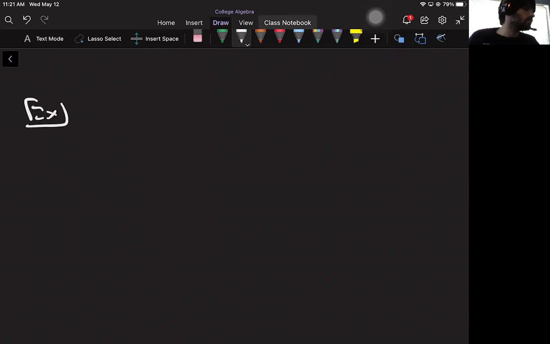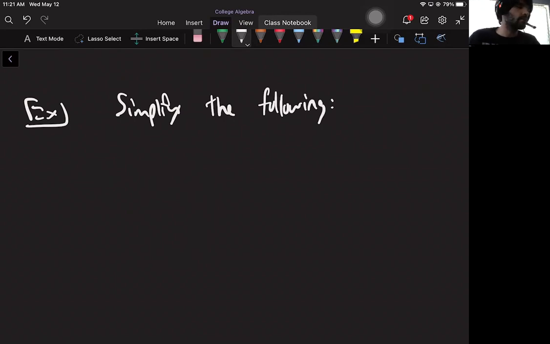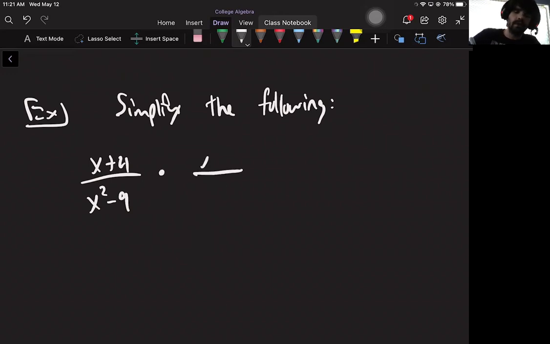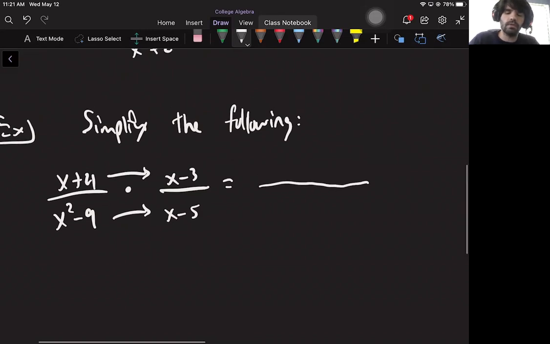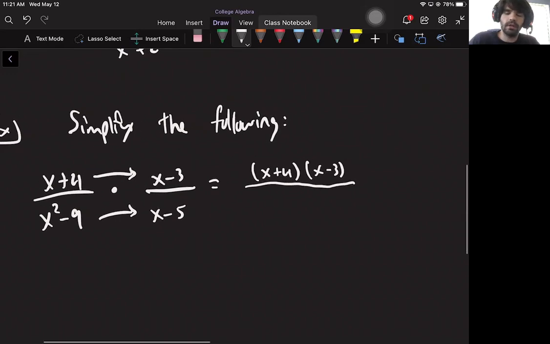So first, let's see how to multiply two of these guys together. So we're going to simplify the following, and it's going to be two rational expressions multiplied together. So I got x plus 4 over x squared minus 9 times another one, x minus 3 over x minus 5. So how do I multiply these two things? Well, they are fractions, and so you just multiply across the top and across the bottom. And so what we're going to do is make our life easy. So the top is x plus 4, and that whole thing is being multiplied by the whole x minus 3. So you got to have these parentheses here.